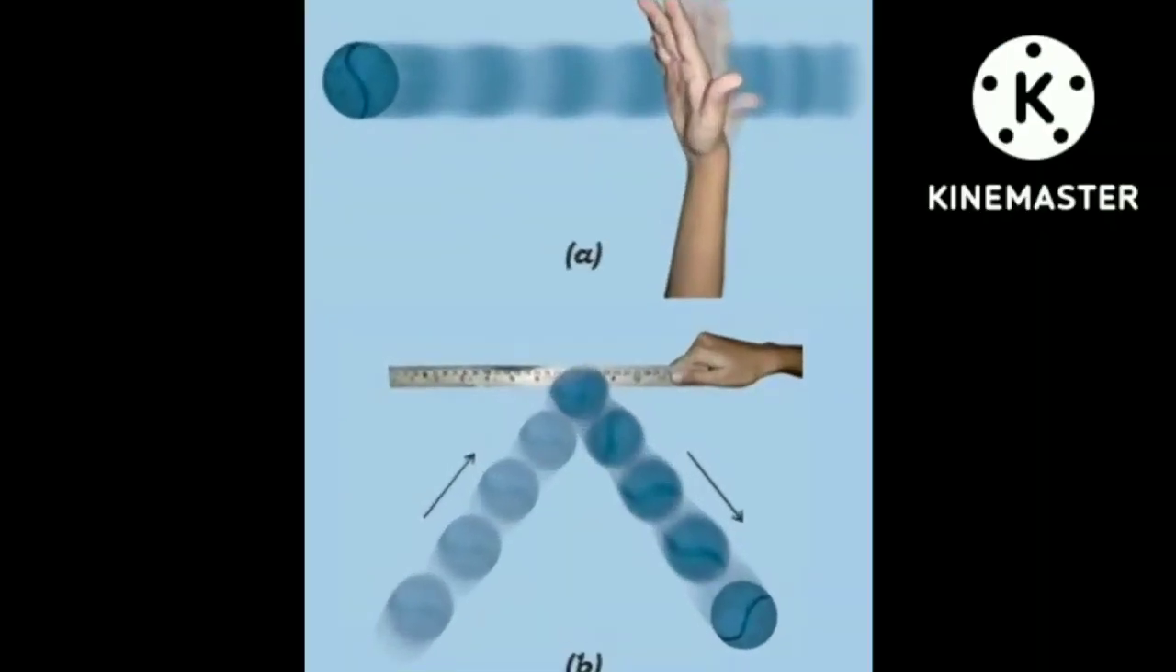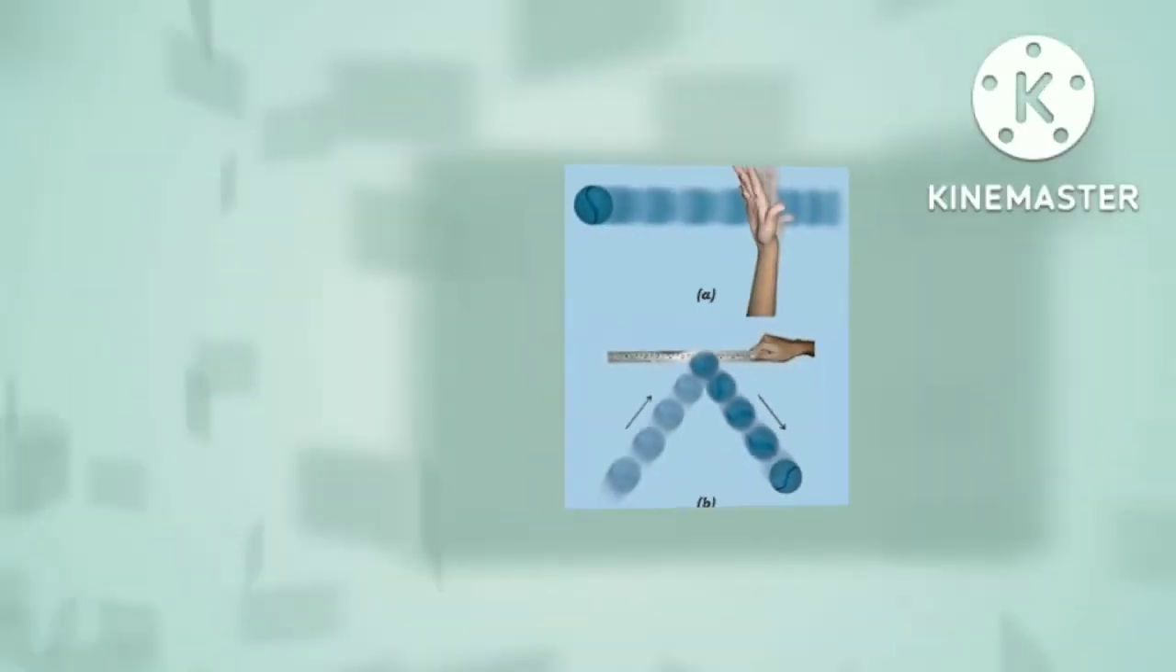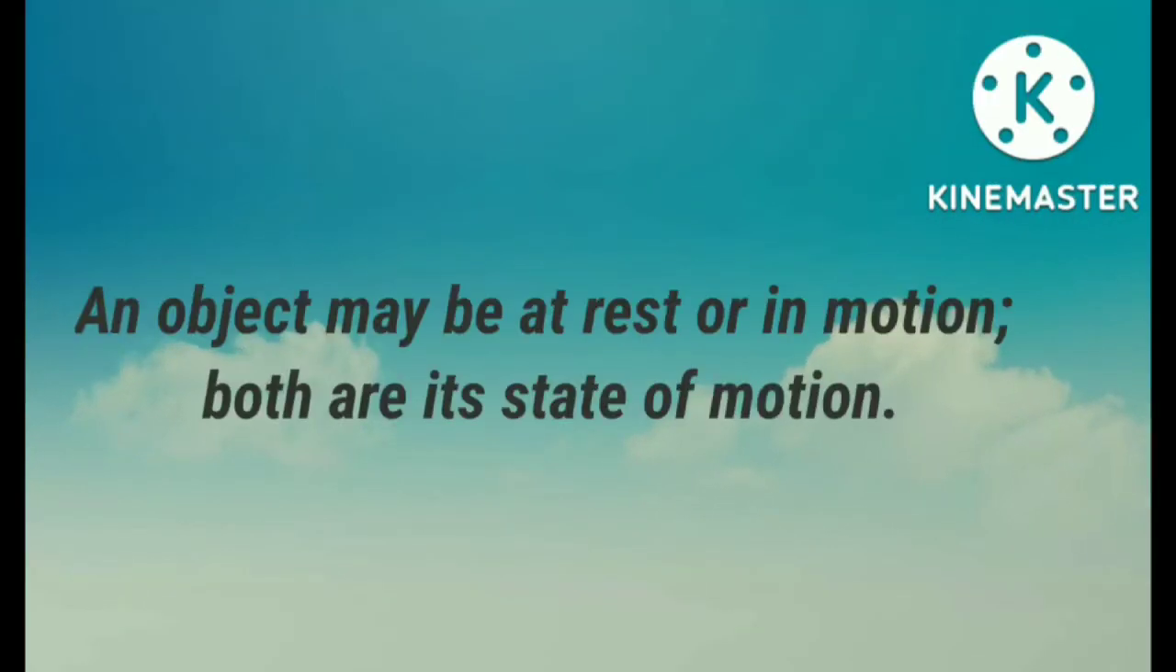Now, place a ruler in front of a moving ball. This means that you apply a force on a moving ball. Does the ball continue to move in the same direction after it touches the ruler? No, it changes its direction. This means that a change in either the speed of an object or its direction of motion or both describes the change in the state of motion. Thus, force may bring change in the state of motion of an object. An object may be at rest or in motion, both are its state of motion.